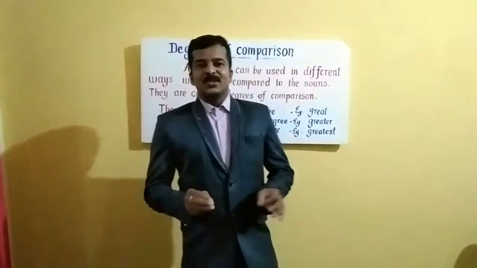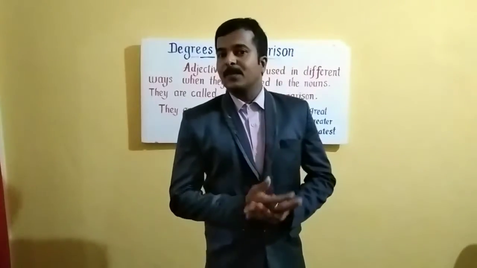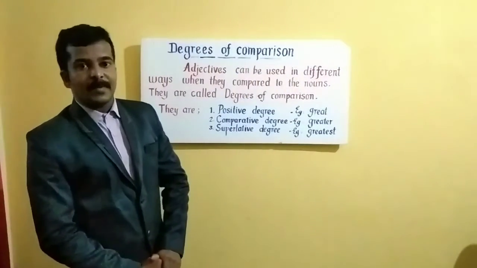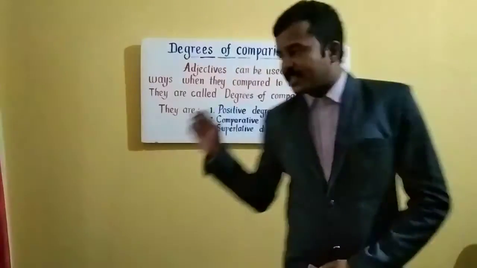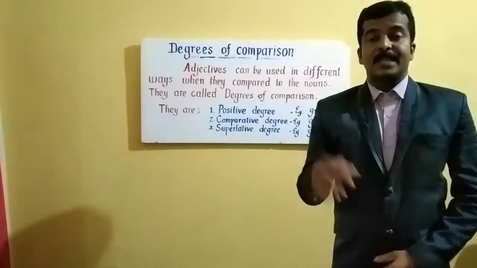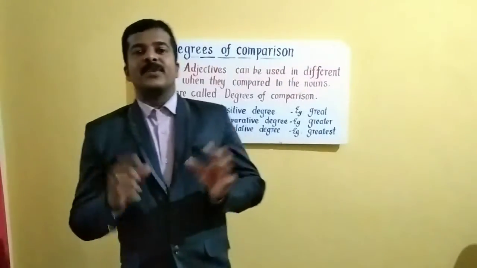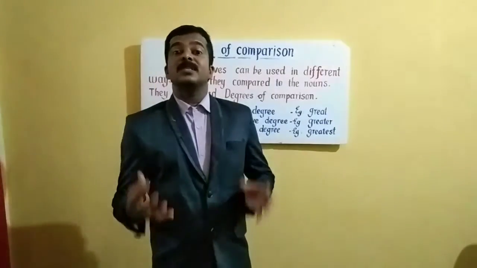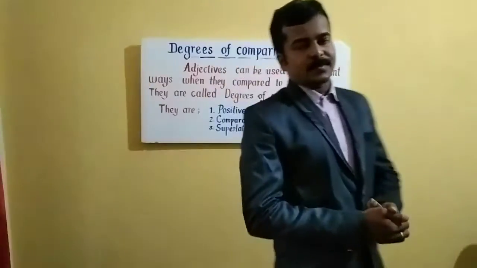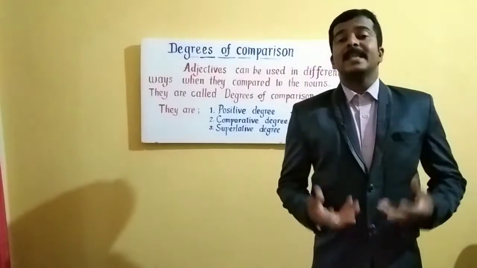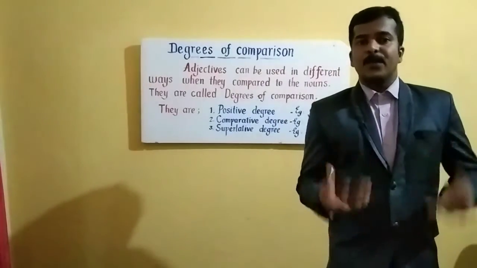Today my intention is to explain one of the easiest grammatical portions, and that is degrees of comparison. If anybody asks you what degrees of comparison is, you can say that adjectives can be used in different ways when they compare nouns, and these are called degrees of comparison. It belongs to the adjective, and everybody knows what an adjective is. It tells the quality of a noun or a pronoun.